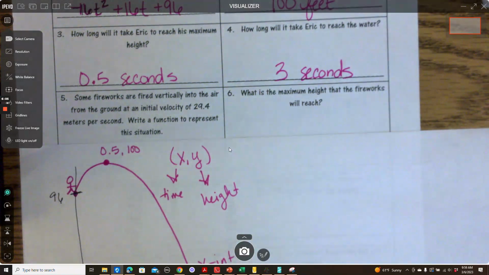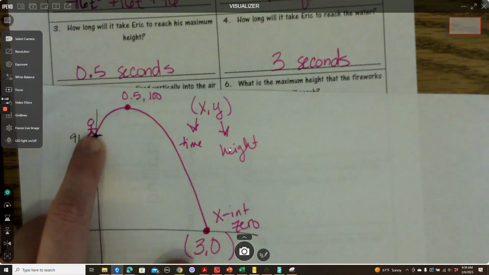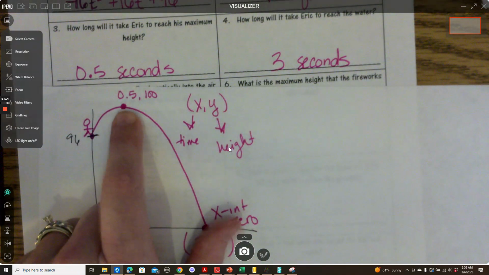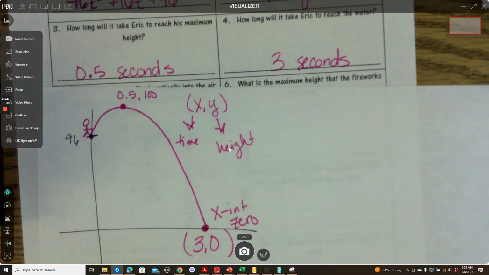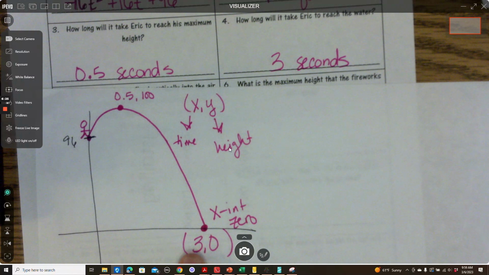When they're talking about projectile motion, the pieces you need to be able to find are: the y-intercept, where he starts; the vertex, which is his highest point and how long it takes him to get to his highest point; and then the x-intercept, how long it takes to hit the ground.